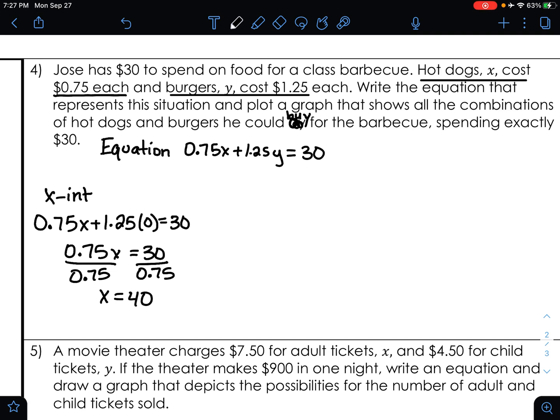Okay, then my Y-intercept means I'm going to plug in 0 for X and solve for Y.